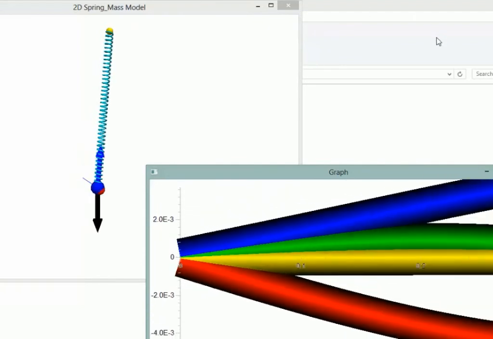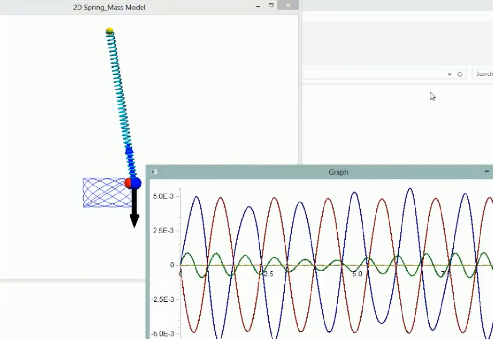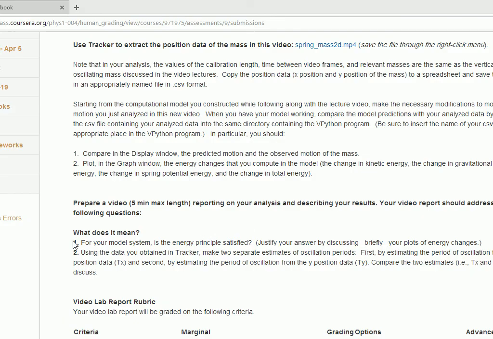Here's what happens. These are the energy graphs. The green graph represents the kinetic energy. The blue graph represents the spring potential energy, and the red graph represents the gravitational potential energy. All these three graphs add up to give the yellow graph, the total energy change. And we can see that this is wiggling up and down near zero. The reason why this happens is what we're going to discuss in the "What does it mean?" question. Let's take a look at this question for a remodeled system.